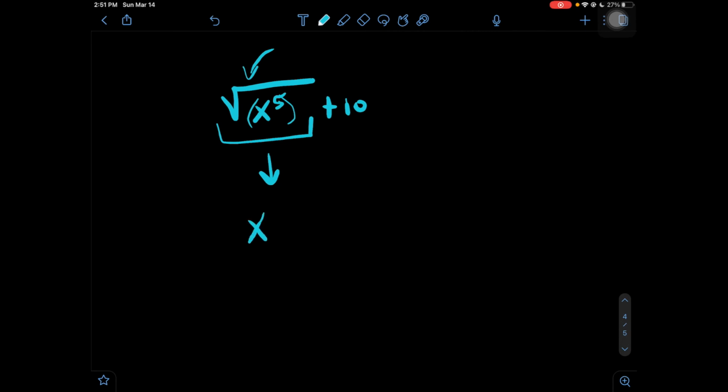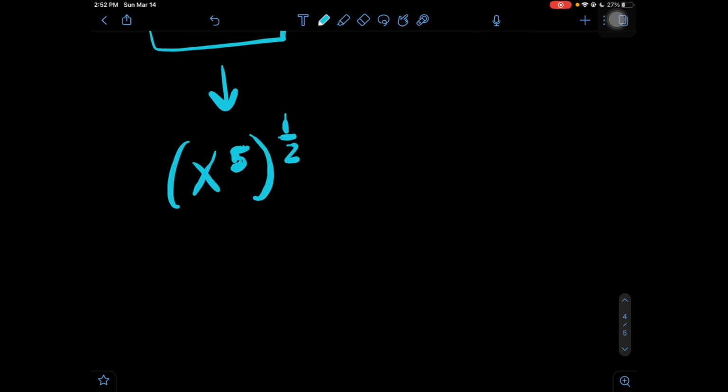So we have x to the power of 5, to the power of 1 over 2. Now that we've simplified it down to x to the power of 5 to the power of 1 over 2, when we have an exponent and an exponent, we're essentially multiplying. So we have x to the power of 5 times 1 over 2, and we know that is x to the power of 5 over 2.